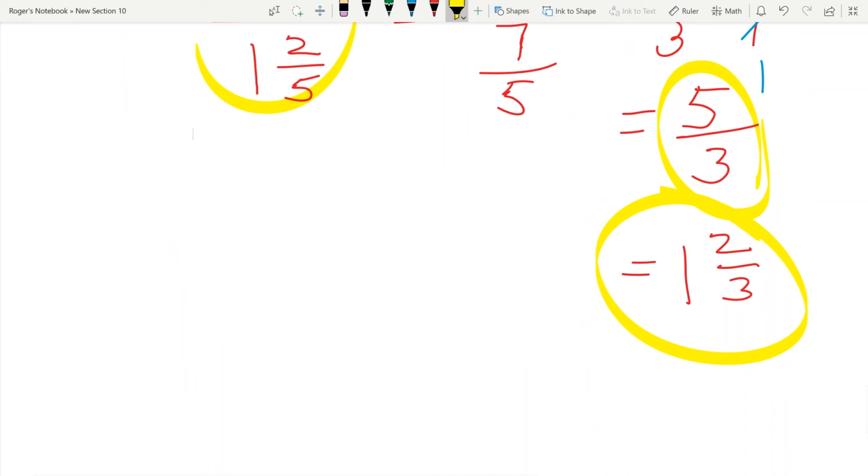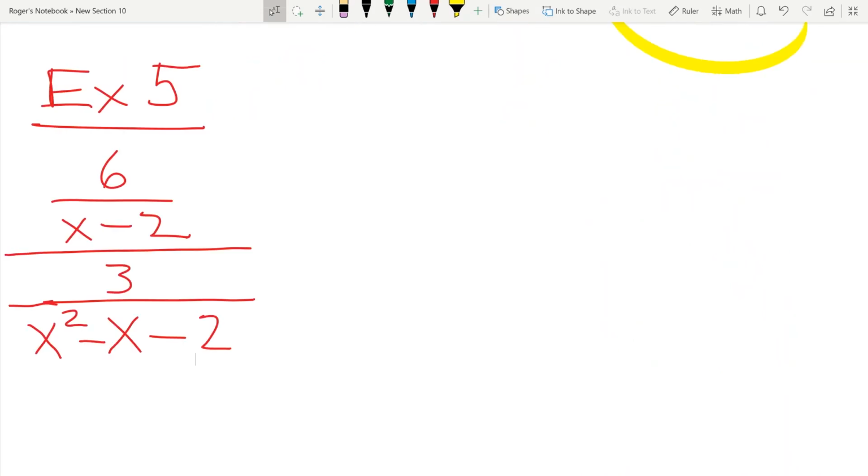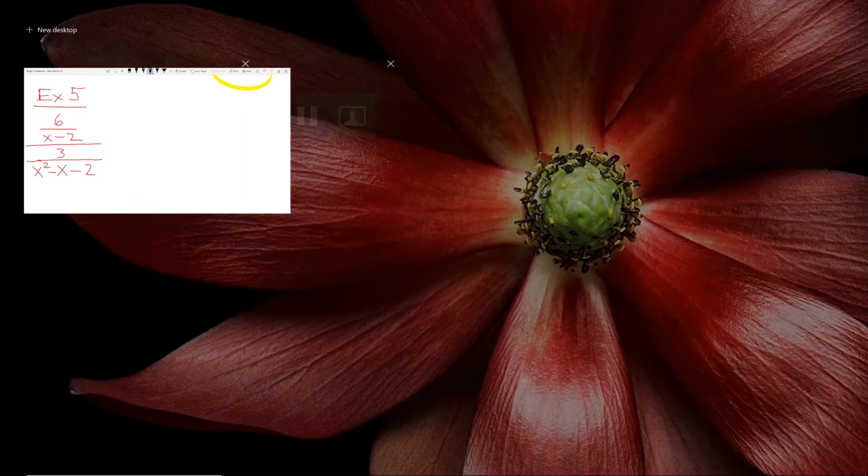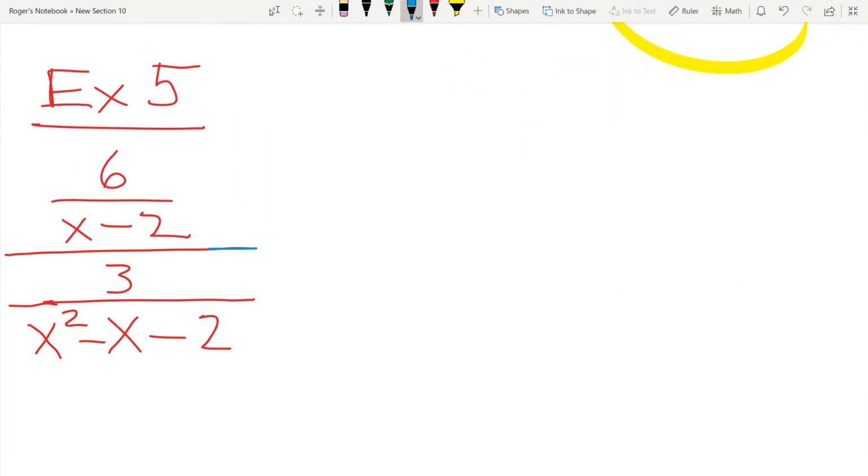Let's move on to another example. So take a careful look at this fraction. 6 over x minus 2, all divided by. So this line right here is our big dividing line, okay? This separates the two fractions. Divided by 3 over x squared minus x minus 2.